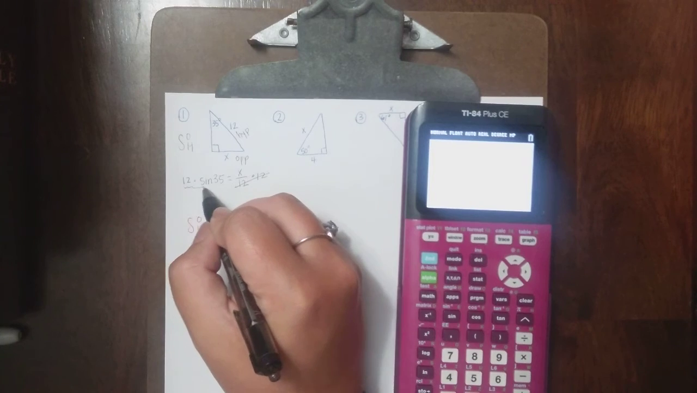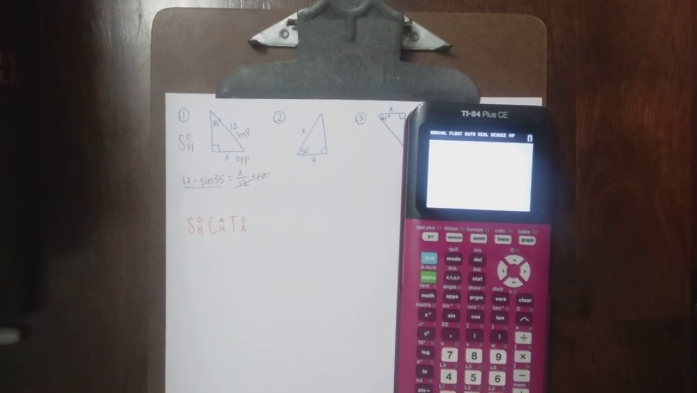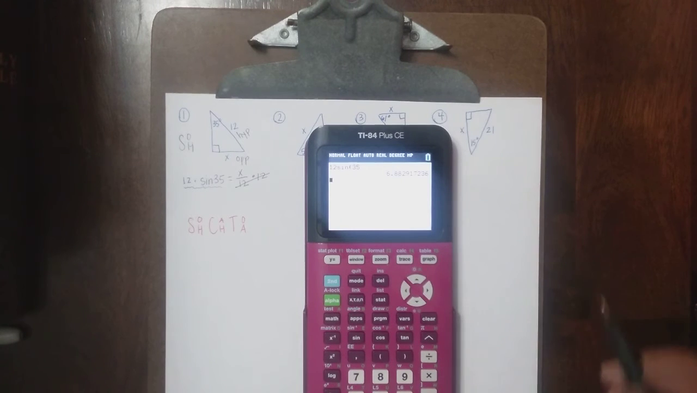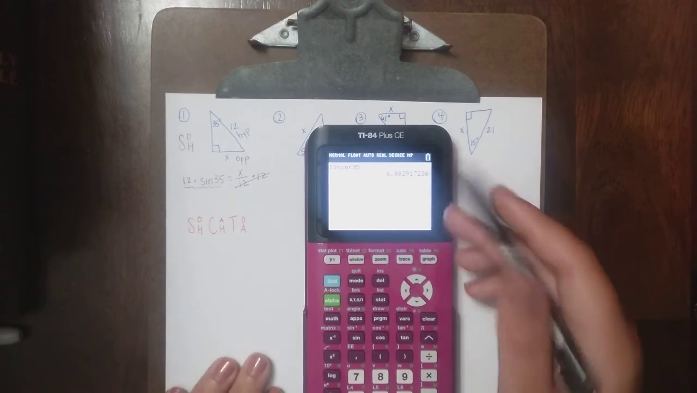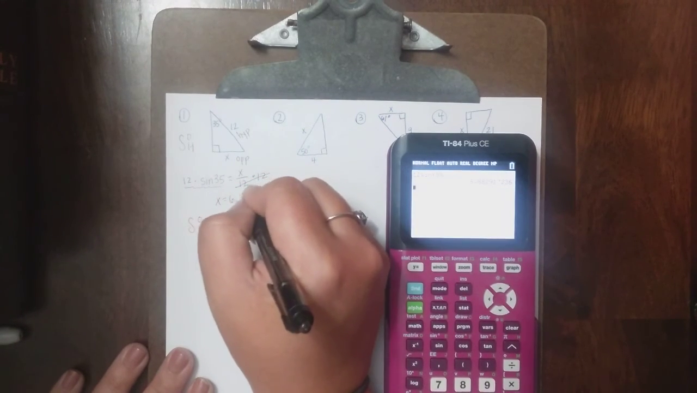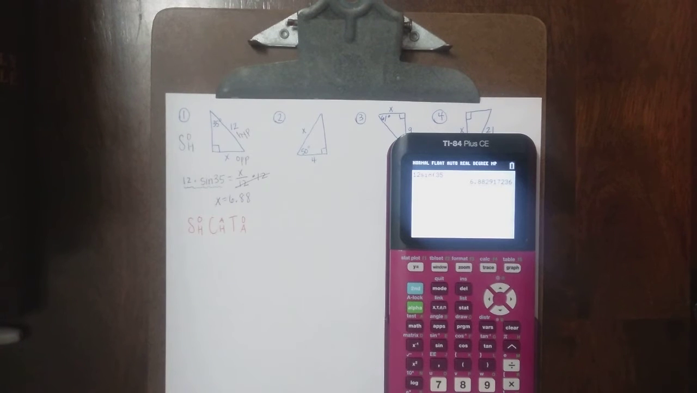Okay, and in this, I can type in my calculator just like that. All right, so in your calculator, I'm going to press 12, and then above the 7, 8, 9, above the comma and parentheses, I've got sine, cosine, tangent right there ready to go. So I've got 12 sine 35, enter. And we've got 6.88, blah, blah, blah. So I'm just going to round to 2 decimal places. So we'll say 6.88. So x equals 6.88.